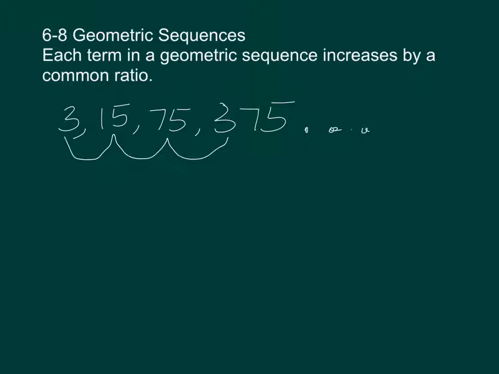So if I go from 3 to 15, I multiply 3 by 5 in order to get 15. To go from 15 to 75, I also multiply by 5. To go from 75 to 375, I also multiply by 5. So in this case, the answer is yes. This is a geometric sequence, and our common ratio is 5.